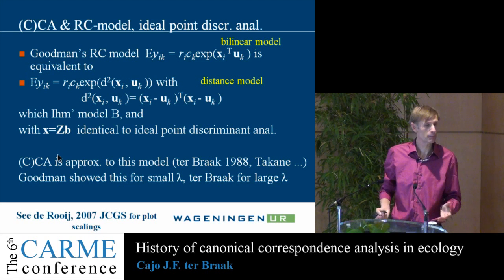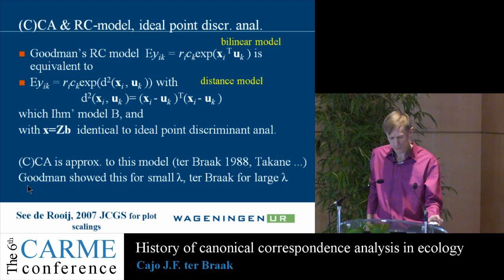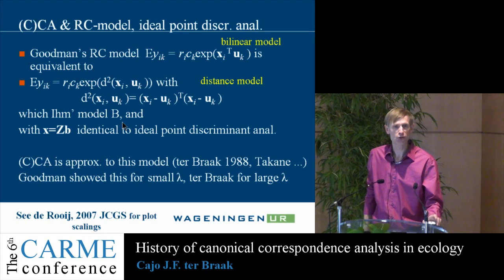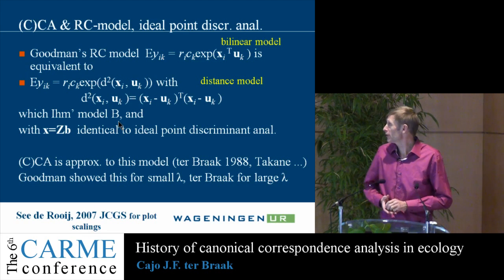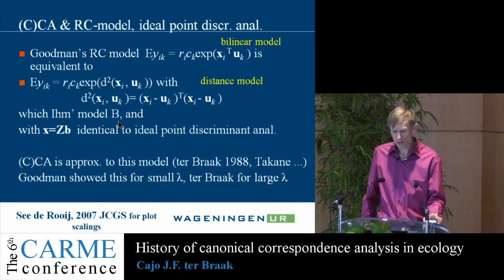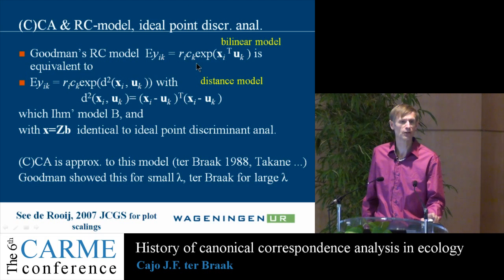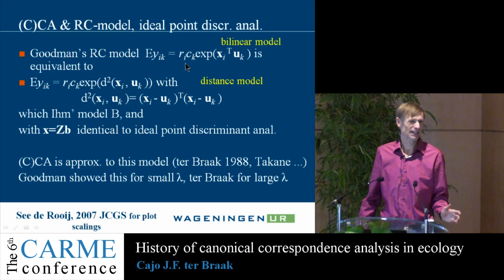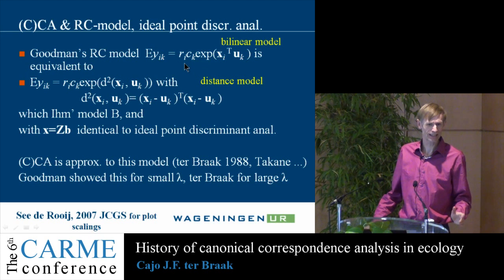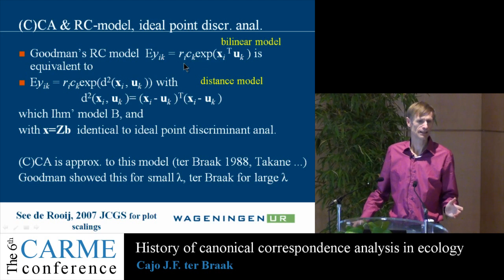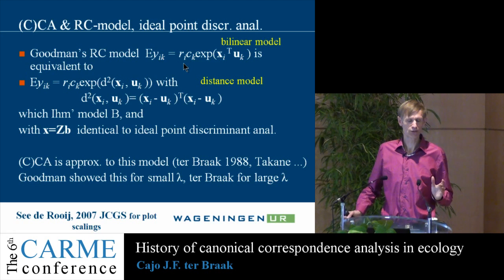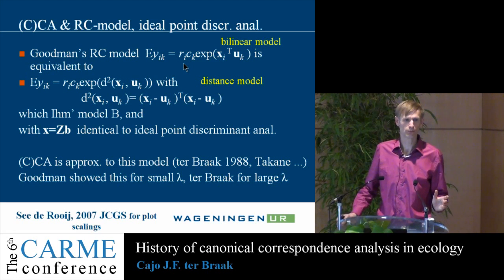But in terms of history, it's interesting to see that I show that CCA is an approximation to this model. Okay, we know that already, but what I want to stress is that Goodman also showed this for small lambda. Why for small lambda? Because he really uses this idea of doing a Taylor approximation of this model. I mean, that works only very close to independence.